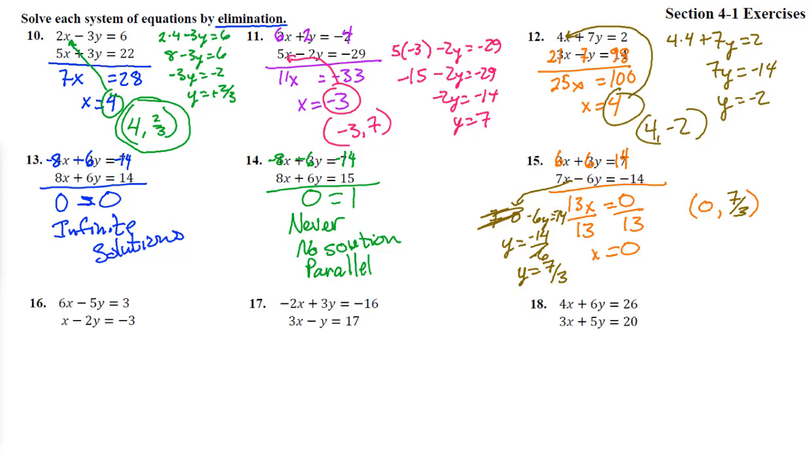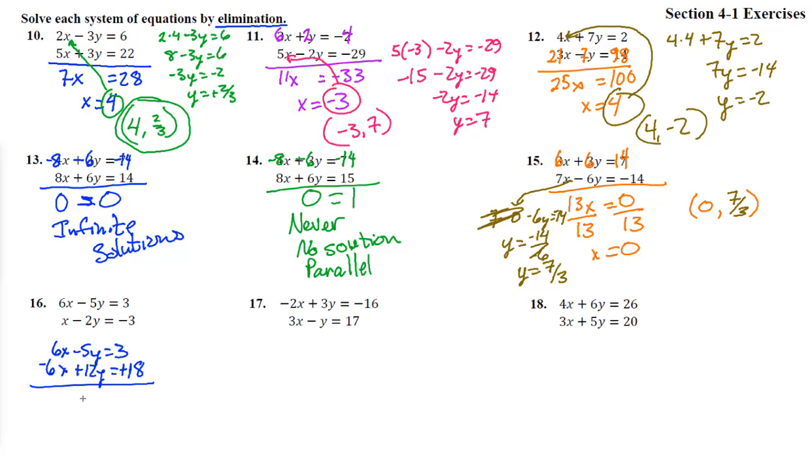All right, number 16. 6x minus 5y equals 3, x minus 2y equals negative 3. We could either times the top by a 2 and a 5 to get rid of the y's, or we could times the bottom by a negative 6. Let's write them both out and times the bottom one by a negative 6. 6x minus 5y equals 3. And timesing this bottom one by negative 6 is negative 6x plus 12y equals positive 18. Times by negative 6, negative 6, and negative 6.